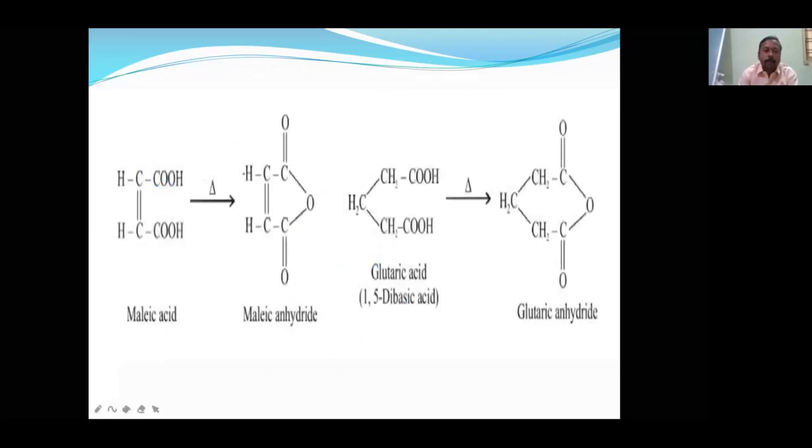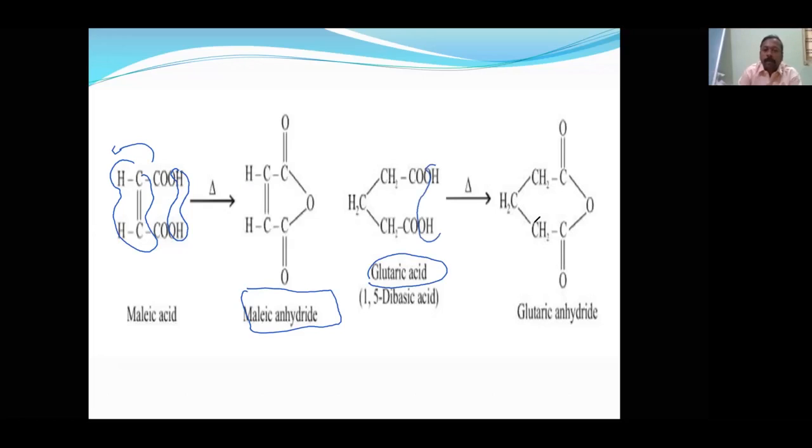Okay. So then maleic acid. Maleic acid is this one. A double bond is there and it is cis, and if it is on the opposite side, then it is fumaric acid. Fumaric acid and maleic acid are both geometrical isomers. Only maleic acid can undergo dehydration to form maleic anhydride, and glutaric acid, where total 5 carbon atoms will be there, will also undergo intramolecular dehydration to form glutaric anhydride. Very simple one.